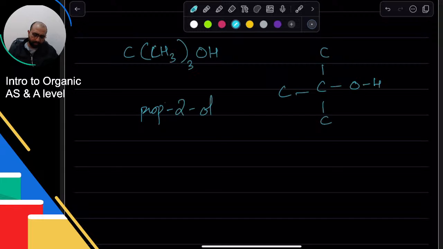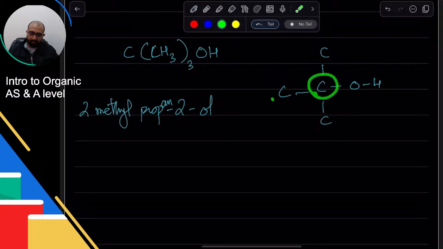Propane 2 ol you can also say, which is a better option, but you can also say prop 2 ol. And then you have 2 methyl, because the second carbon has this as well as this. This is a tertiary alcohol because it has a carbon attached to the alcohol, attached to 3 other carbons.